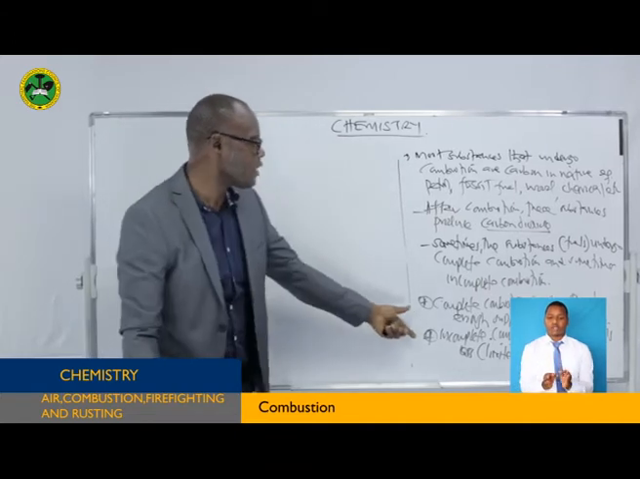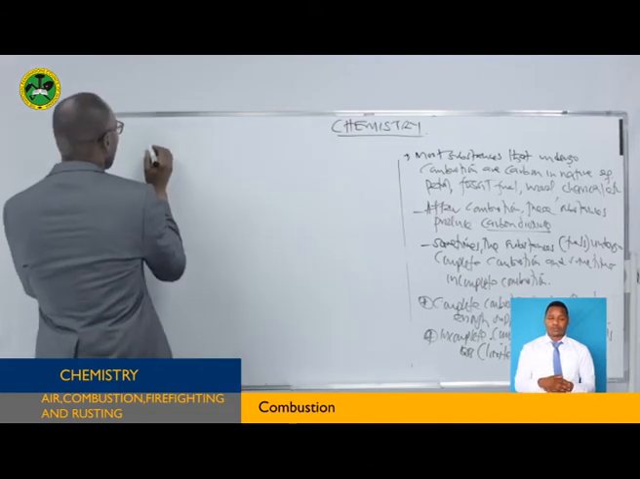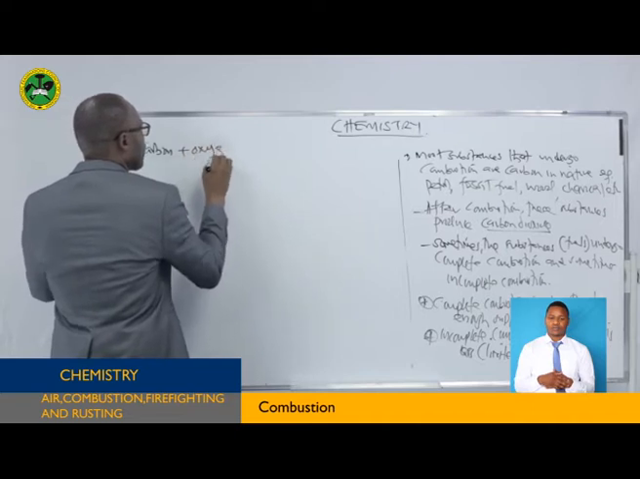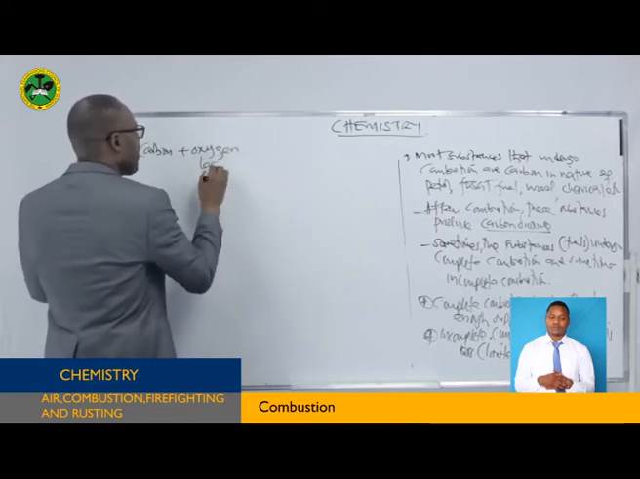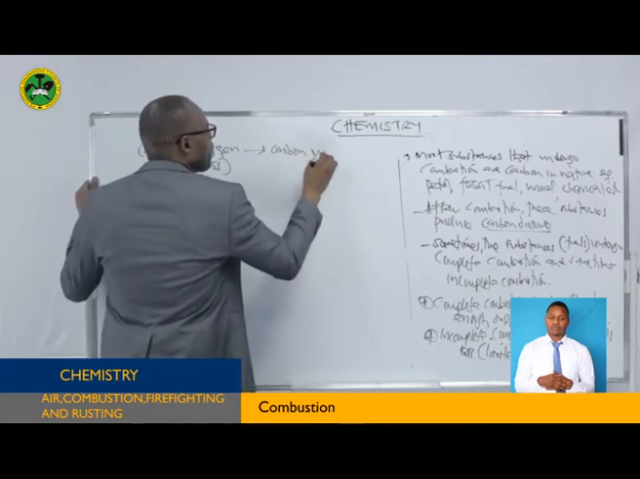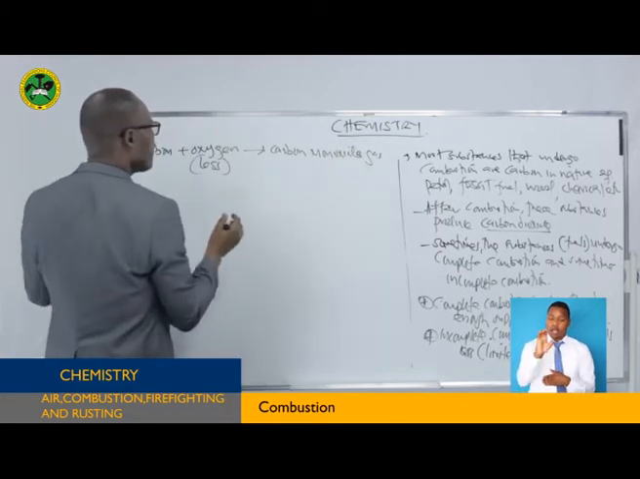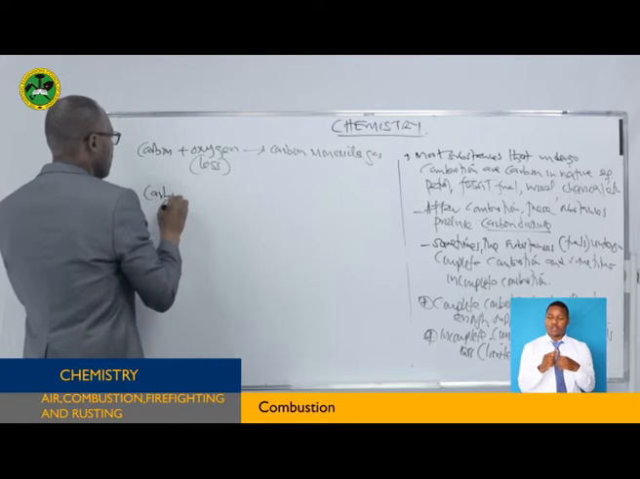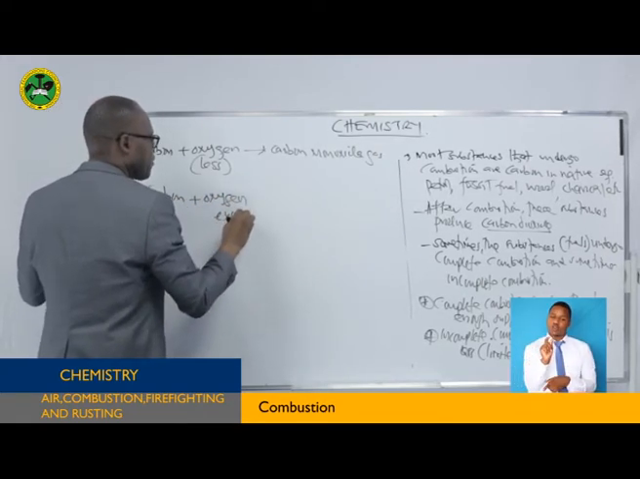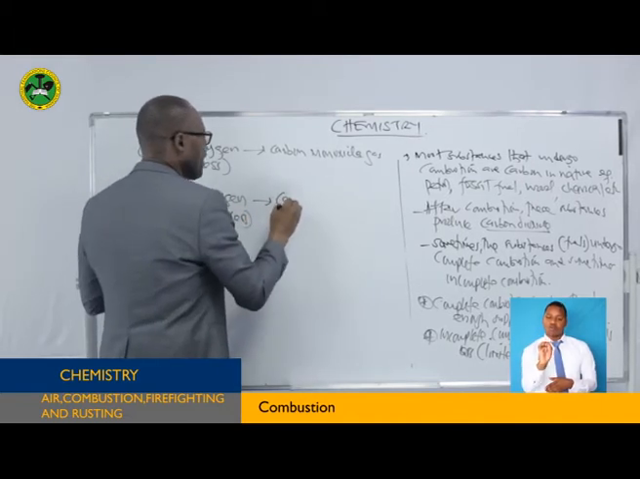Now, let's try to see the processes using some equations. Let's say this oxygen is in less supply, then we'll have carbon monoxide gas. When oxygen is in enough supply, then we have oxygen in excess supply, we call it excess. Then there is complete combustion of carbon, then we'll have carbon dioxide gas.